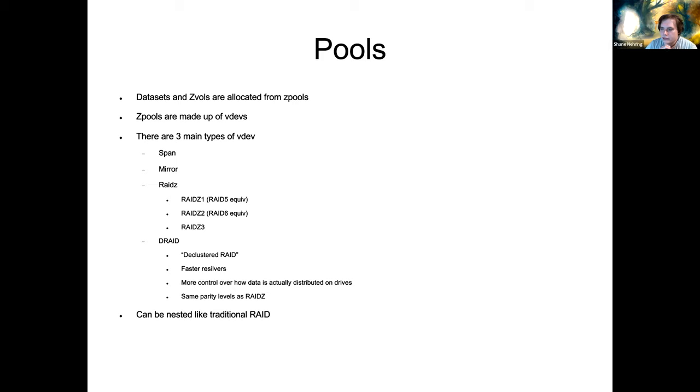D-RAID was recently added, which is declustered RAID. This is the new hotness as far as RAID goes. It's not too dissimilar conceptually from RAID Z. You can have the same parity levels in it, but it distributes that parity evenly amongst the pool and does some other stuff that I don't fully understand. But it gives you a little bit more control over how much parity there is, how it's distributed amongst the drives, and it allows you to have distributed spares.